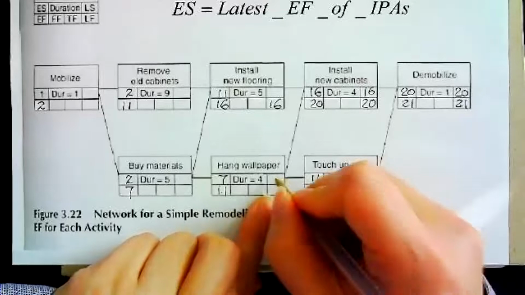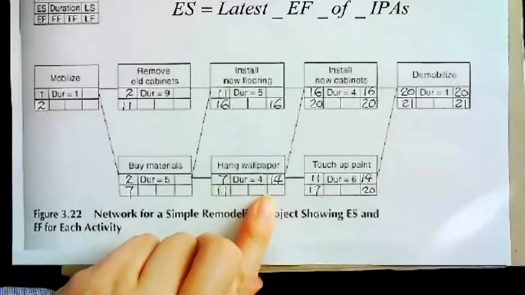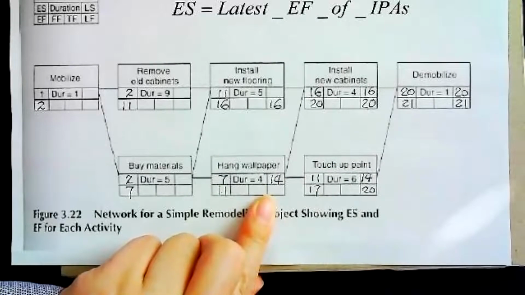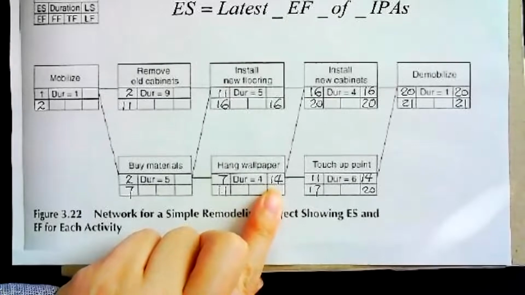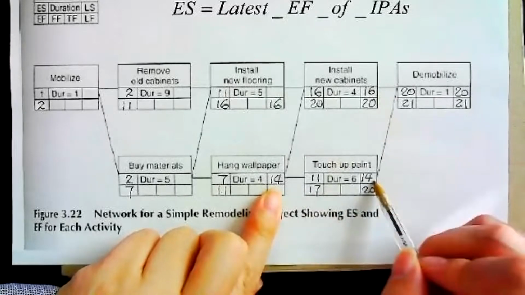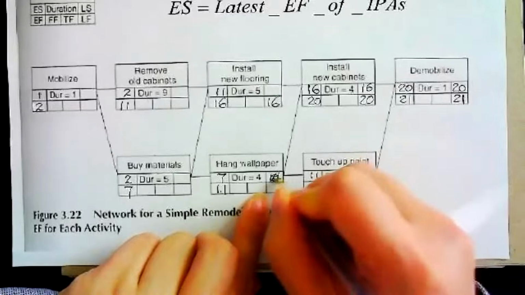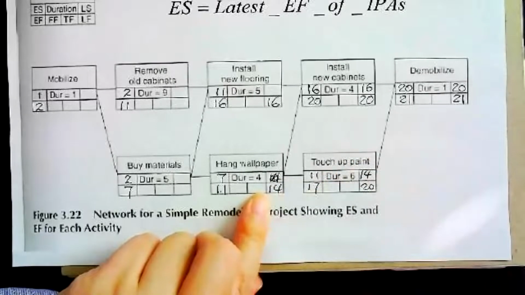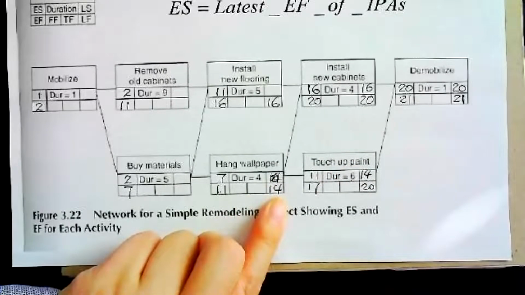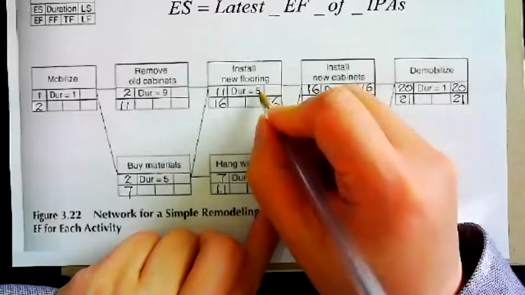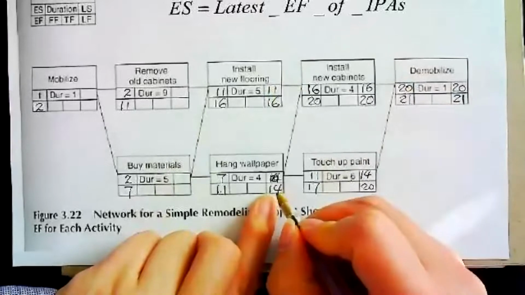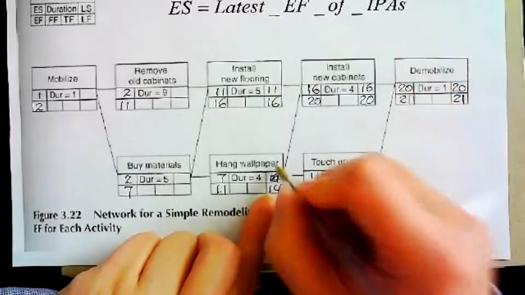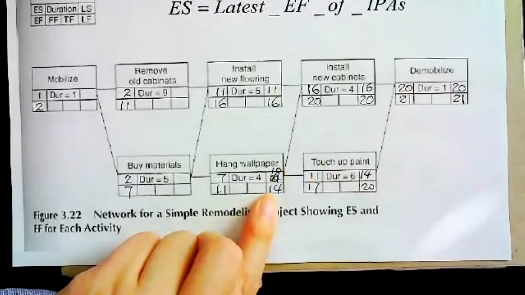14. Very good, because in the equation I need the earliest late start, which means the smaller number. So compare 16 and 14. Oh, I put it in the wrong place. 14 over here. Okay, and then 16 minus 5 is 11. 14 minus 4, this should be 10.